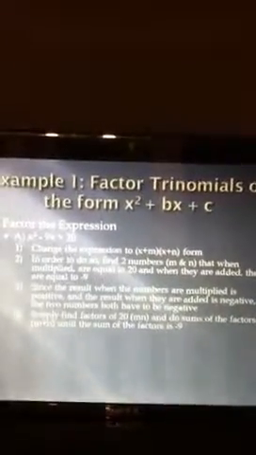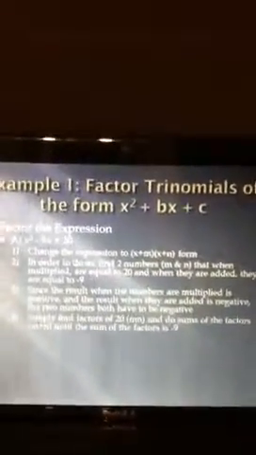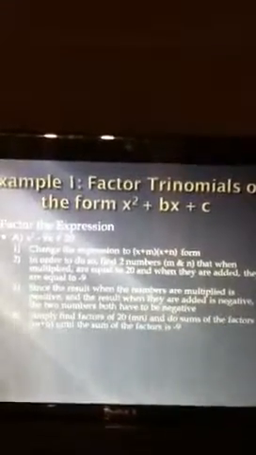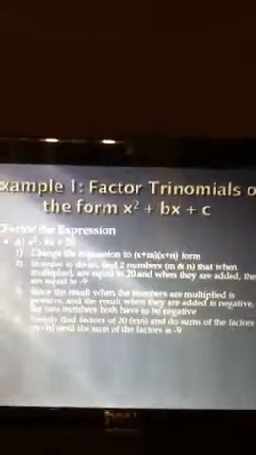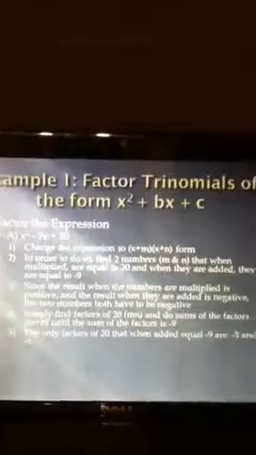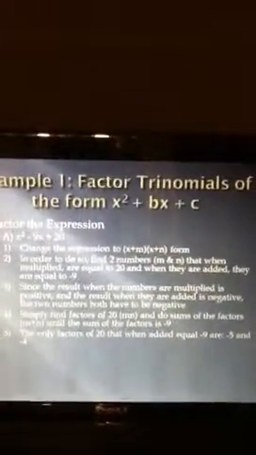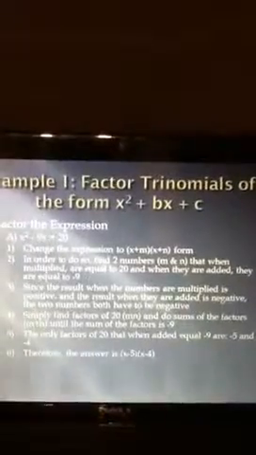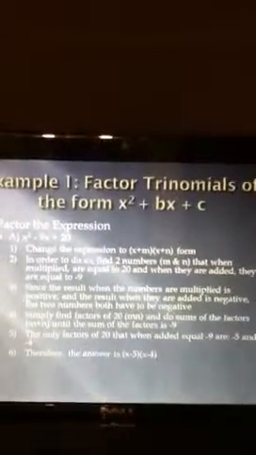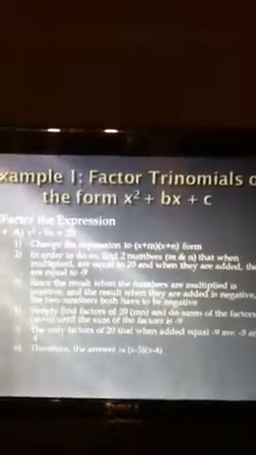To factor the equation, we simply have to find factors of 20 and do sums of those factors until the sum of the factors is negative 9. The only factors of 20 that when added equal negative 9 are negative 5 and negative 4. Therefore, the answer is x minus 5 times x minus 4.